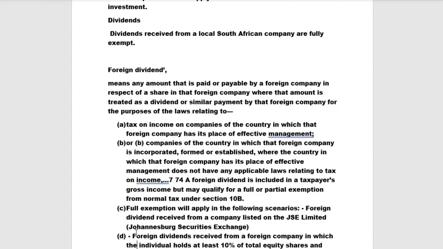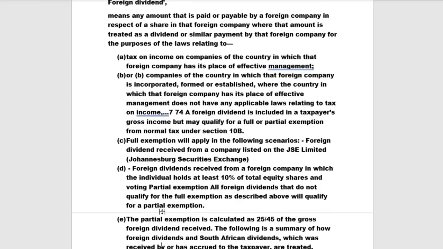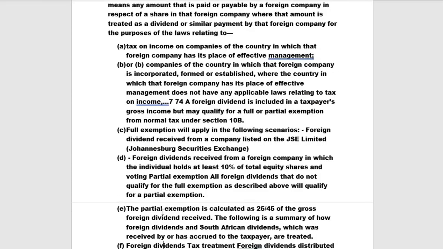A foreign dividend is included in a taxpayer's gross income but may qualify for full or partial exemption from the normal tax under Section 10B. Full exemption will only apply if the following scenarios are met. Foreign dividends received from a company listed on the JSE Limited, that's your Johannesburg Stock Exchange. And then again, foreign dividends received from a foreign company in which the individual holds at least 10% of the total equity shares and voting rights.